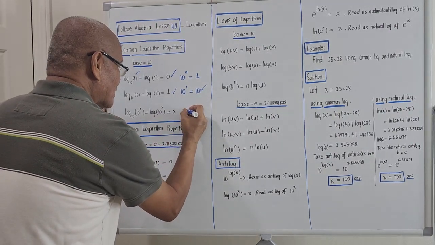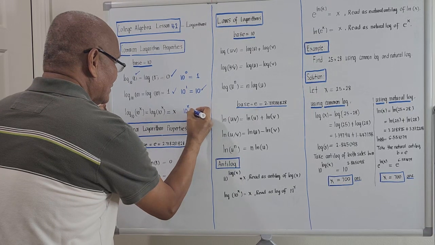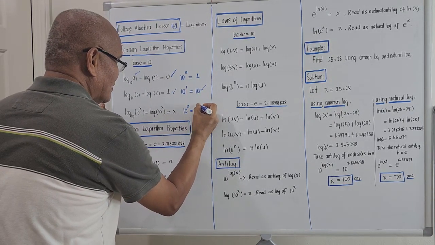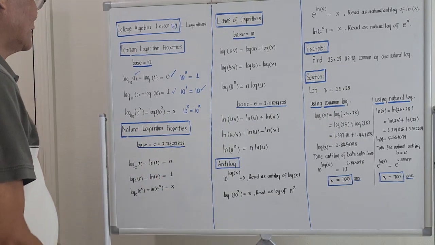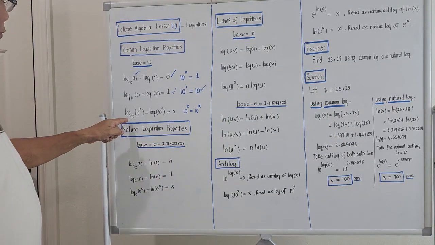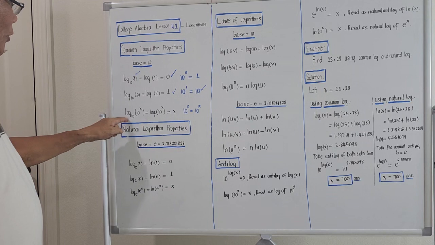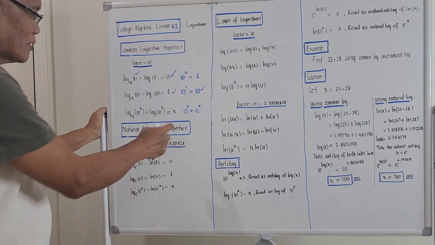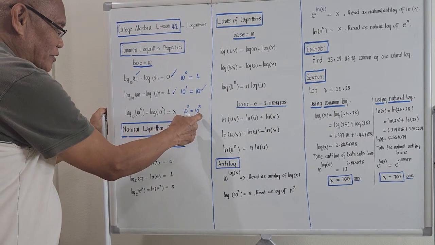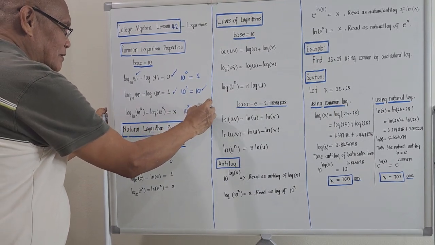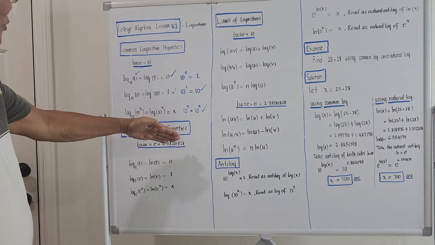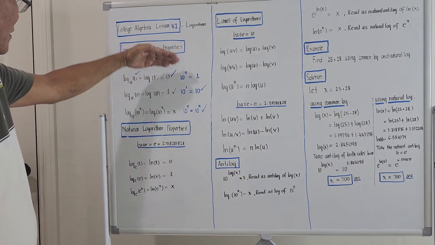10 to the x is just equal to 10 to the x. Okay? It seems we are taking the logarithm of an antilog. So what will come out will simply be 10 to the x is equal to 10 to the x. Under the natural logarithm, we will just repeat this one.